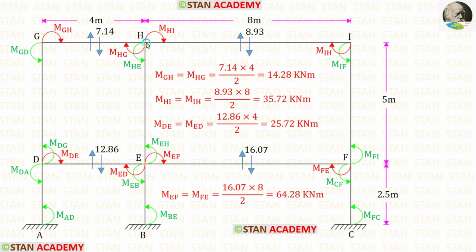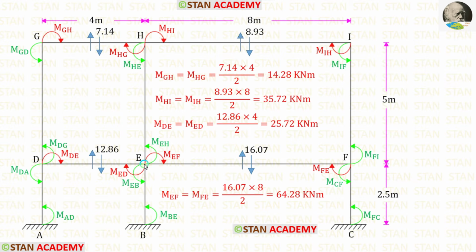Now let us take the member HI. Here W is 8.93 and L is 8. We know that MHI and MIH will be having the same value. After the calculation, we are getting 35.72 kilonewton meter. Now let us take the member DE. Here W is 12.86 and L is 4. After the calculation, we are getting MDE and MED.